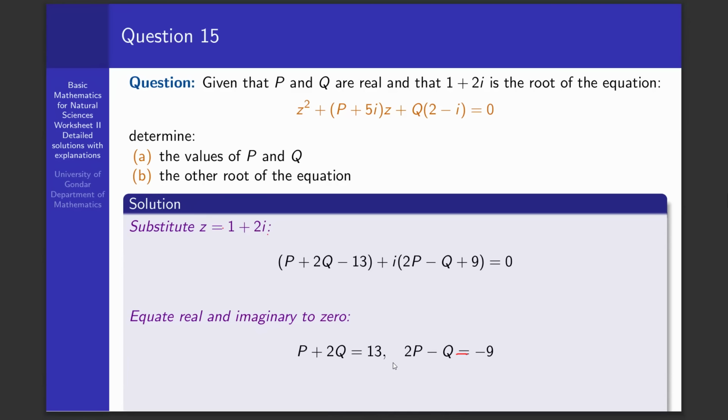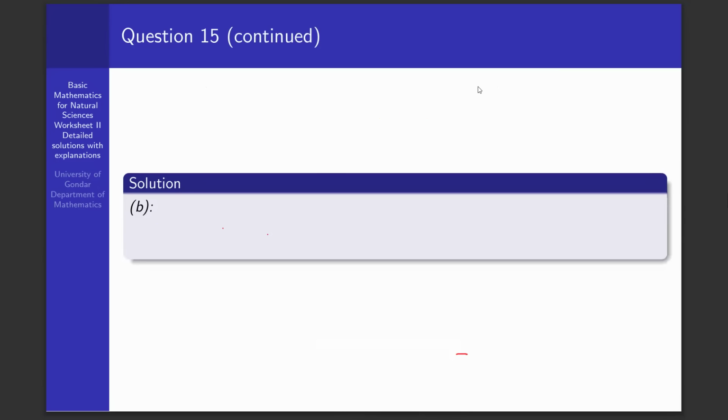So that if we solve this system of linear equations, we have p is equal to minus 1 and q is equal to 7. Therefore, if we substitute p is equal to -1 and q is equal to 7, this equation will be satisfied whenever z is equal to 1 plus 2i. And the other root of the given equation could be found from the sum of roots, that is the sum of the two roots. That means the negative of (p plus 5i) is equal to 1 minus 5i.